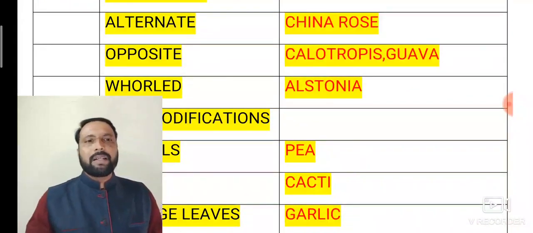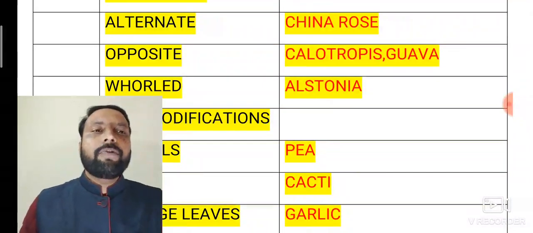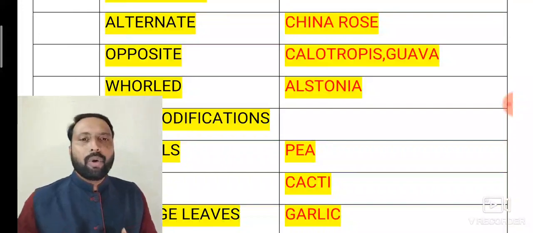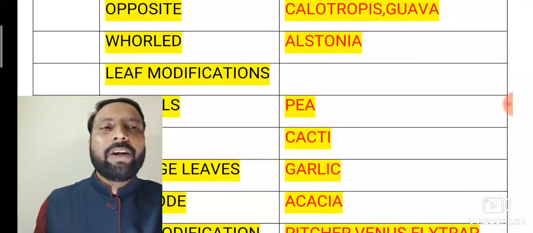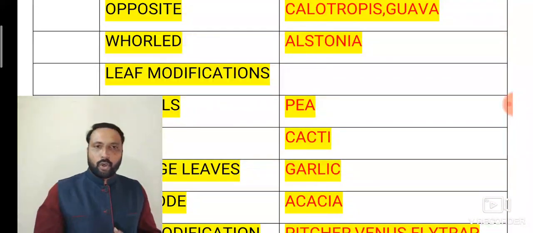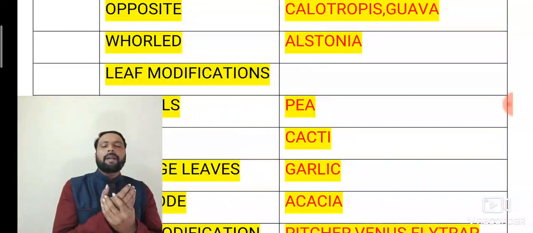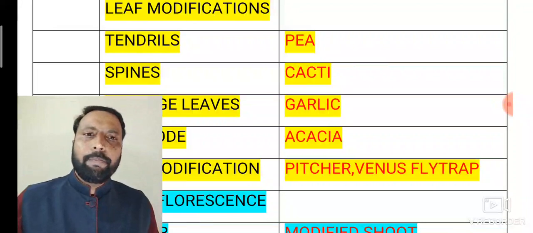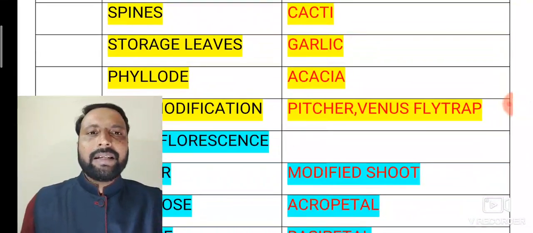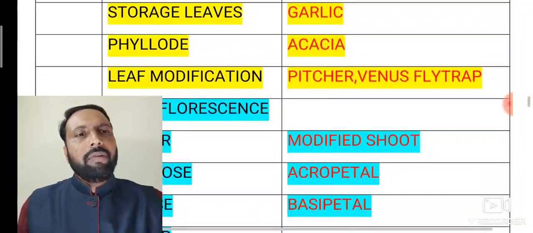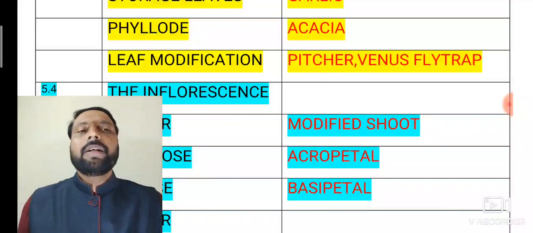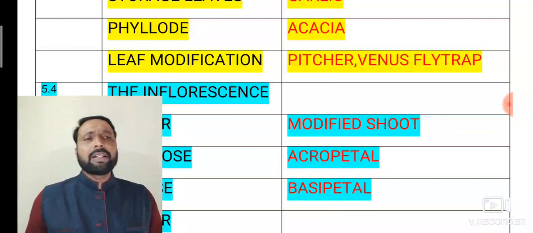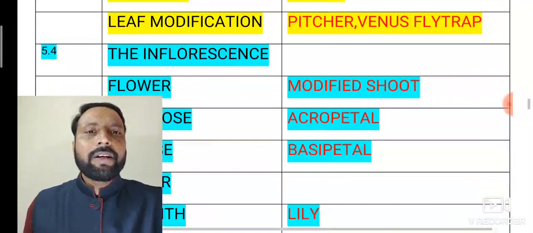Only one leaf develops at every node. Whereas opposite phyllotaxy, example Calotropis and guava, two leaves develop at every node. Whorled phyllotaxy, example Nerium and also Alstonia. There many leaves are developed at every node. When you go for leaf modification, tendrils are seen in pea, spines seen in cacti, storage leaves seen in garlic, phyllodes seen in acacia, and especially in insectivorous plants like pitcher plant and Venus flytrap, leaf modifications are present.